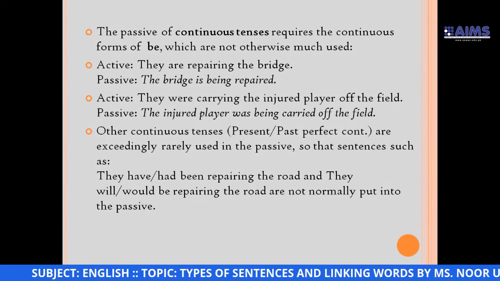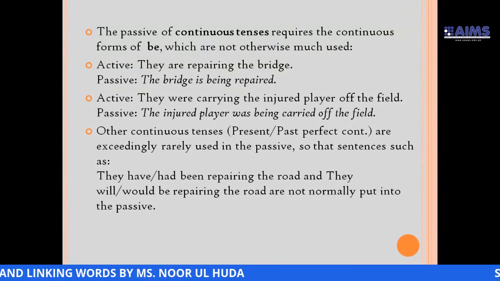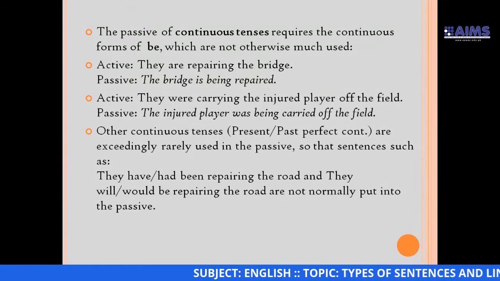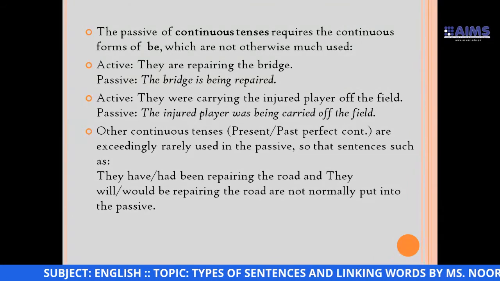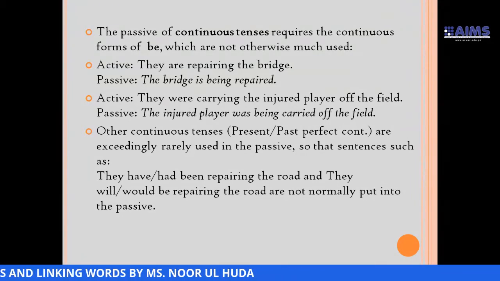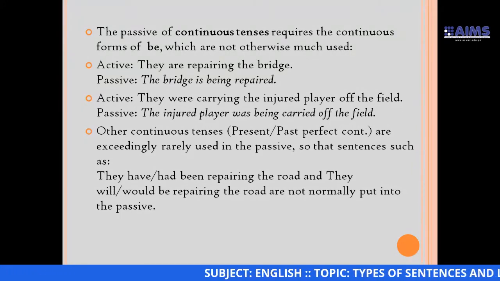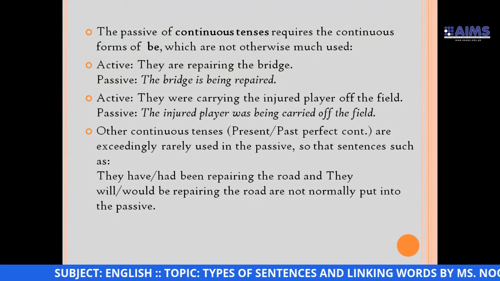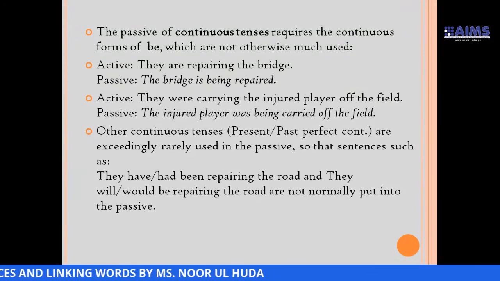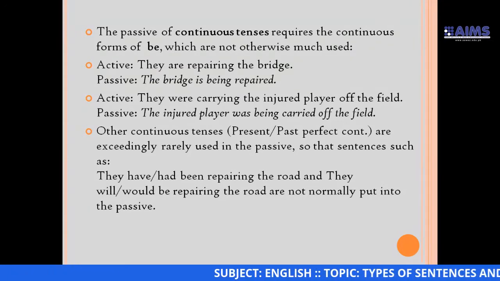So the bridge is being repaired. Now, is being is the continuous form of be, and repaired is the third form of the verb, which is always used in the passive form. The main verb will always be in the past participle. You should keep in mind that whenever we make the passive form of any sentence, we always use the third form of the main verb.